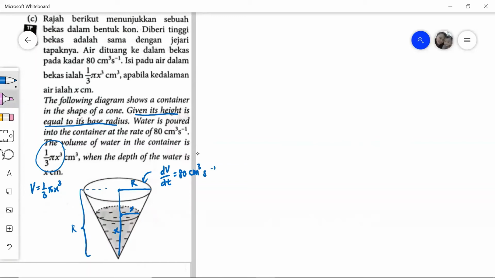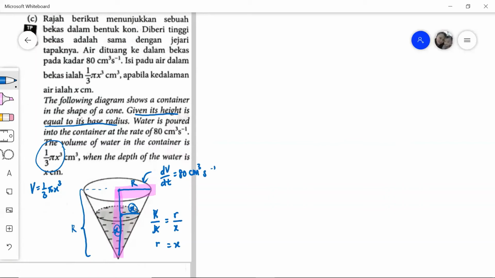Why? According to the concept of similarity, we have this similar triangle here. So we can compare in this way: the base radius to the height of the cone R, it will be the radius of the water over the depth, the height of the water. So we simplify this and we notice that actually the radius of the water surface is equivalent to x. So if this is x, this one must be x as well.